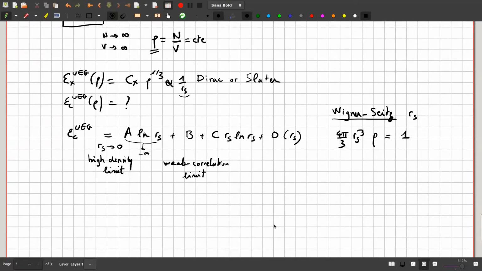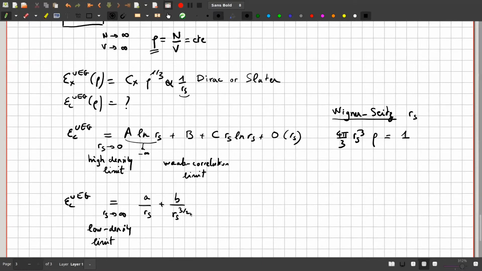Now, the opposite limit that we also know about is the low density limit. That is when Rs goes to infinity. So, low density limit. And then we have an expansion like a constant divided by Rs plus B divided by Rs to the power 3 over 2 plus C over Rs squared, etc. Okay. And this is also called the strong interaction limit.